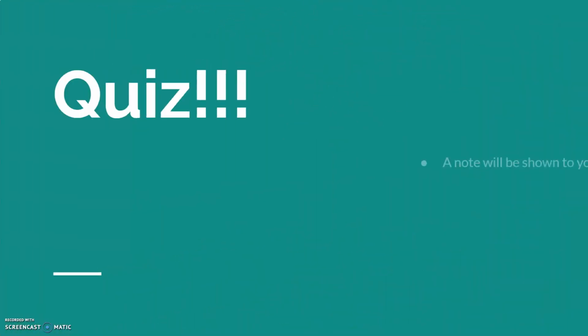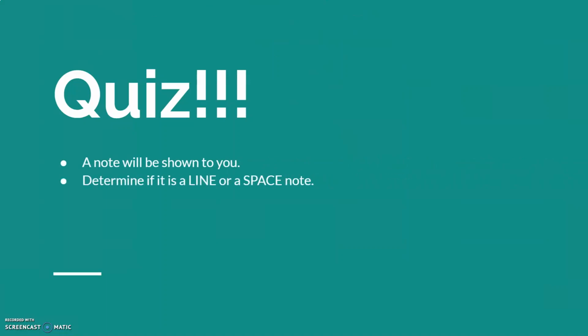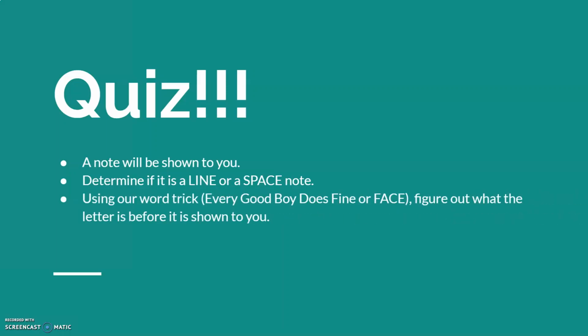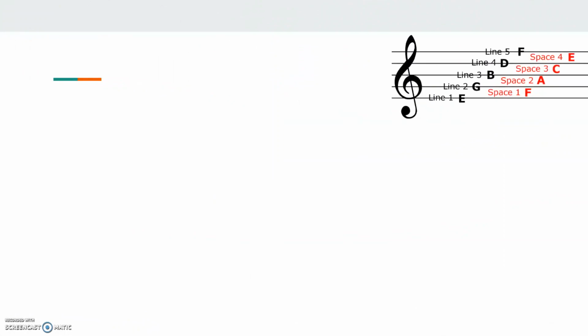So let's practice. You're going to see some notes, and you want to see if you can figure out if it is a line or a space note. Remember, lines, every good boy does fine. Spaces, F-A-C-E. Using that word trick, figure out what the letter is before it's shown to you. And for this part, there's going to be a little helper up in the corner, just in case you need it. So, let's go ahead and put our helper on the screen, and we can see that. Again, the lines, E, G, B, D, F, every good boy does fine, and the spaces, F-A-C-E.